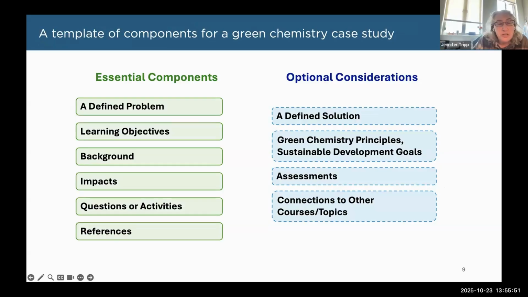We knew we needed learning objectives. That was one of the weaknesses, I think, of the old real world cases: they're these great stories, but they don't necessarily tie into your chemistry content always very easily. We needed background. We wanted to talk about impacts. And we also wanted to have questions or activities so that faculty could implement these in the classroom without too much trouble. Hopefully we're tying those into green chemistry principles and sustainable development goals.